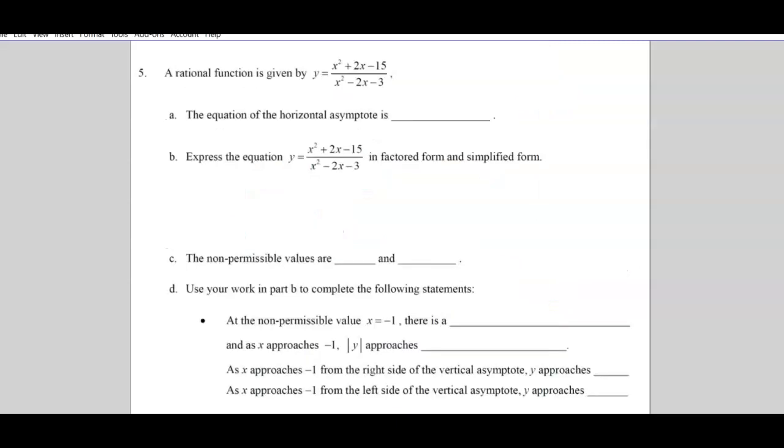Now we get to a little bit harder one. Degree 2 in the numerator and in the denominator. It says the equation of the horizontal asymptote. It doesn't say plural, so probably there's only one, but you might want to go to part B first before you answer that. So factor form and then simplify that.